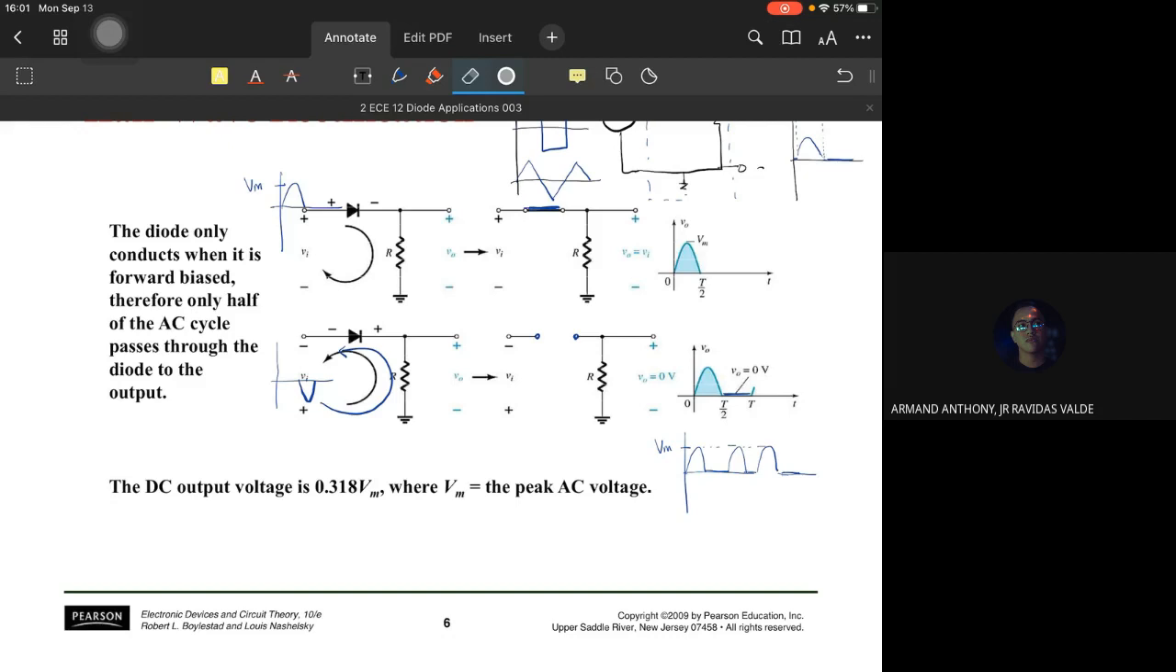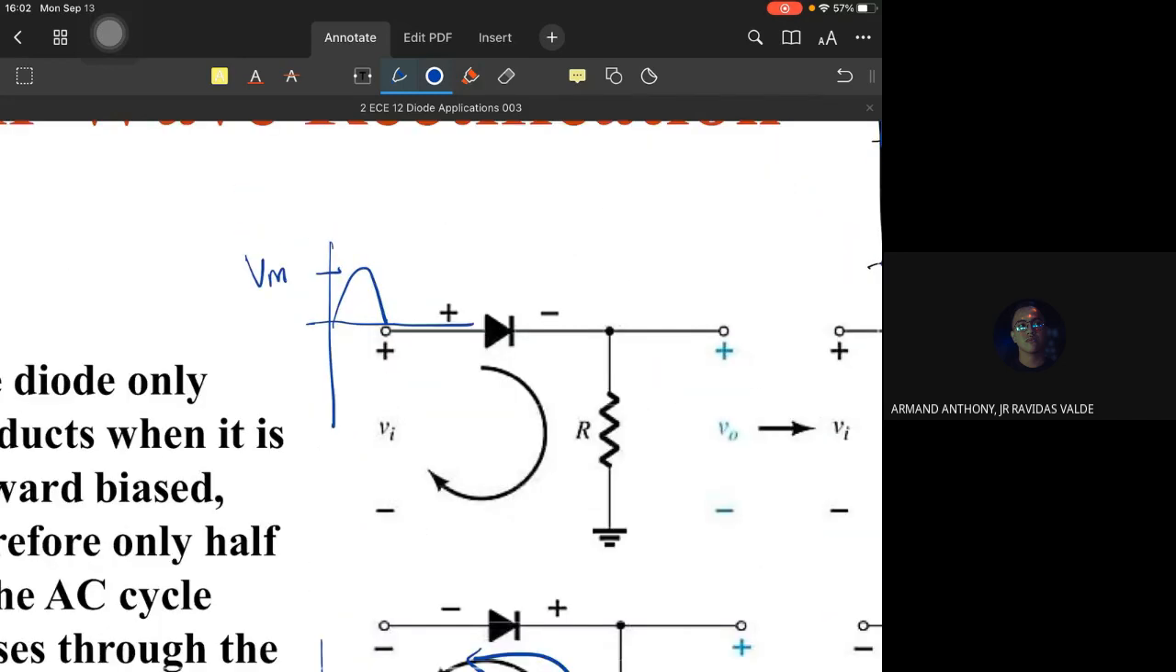The derivation is somewhat long and we do not have the luxury of time to derive it. But the shortcut is VDC is equal to VM times 1 over pi. So 1 over pi is 0.318. You can check it on the calculator, 1 over pi is the exact value of 0.318. Where VM is the peak AC voltage. This one, the peak AC voltage.